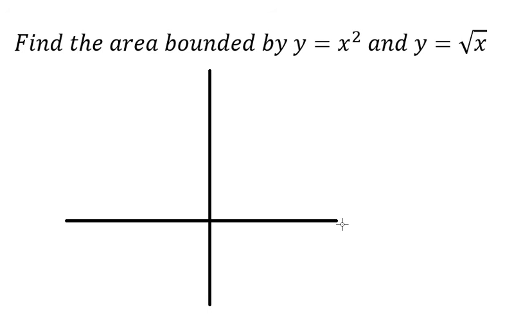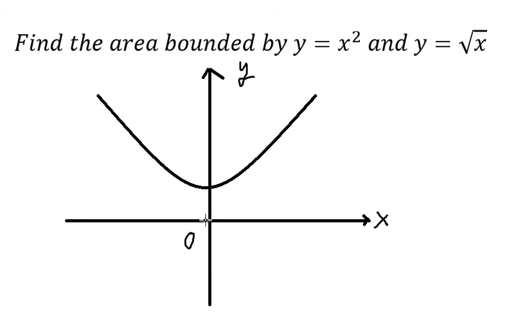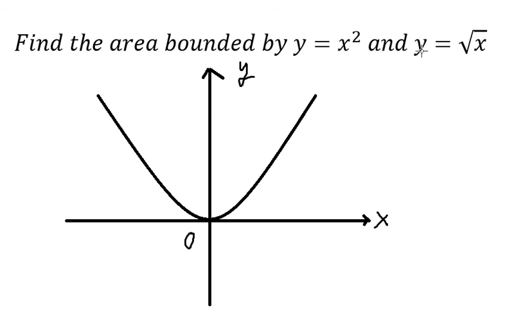We need to write the function in here. So this is about y, this is about x. And we know that y equals x squared. The graph should be like this. y equals the square root of x. The graph should be like this.